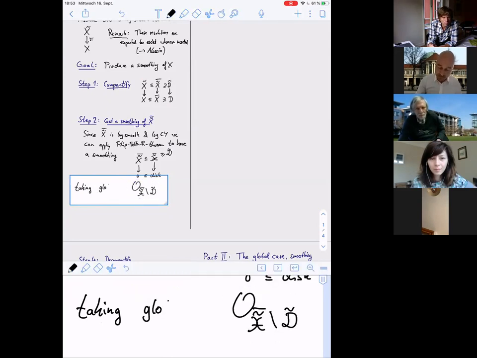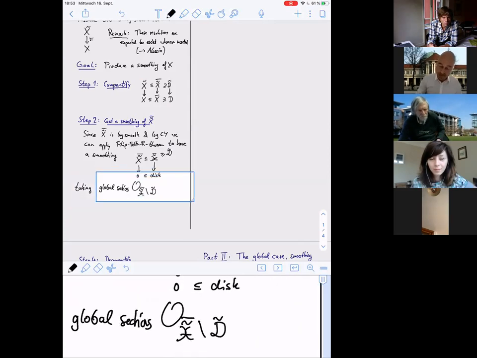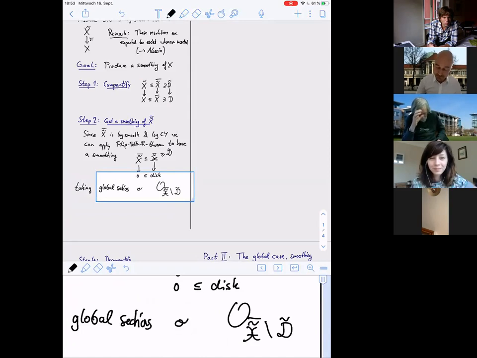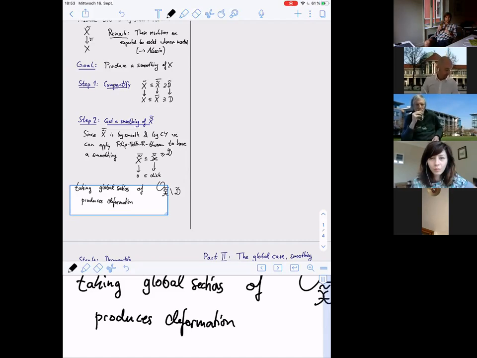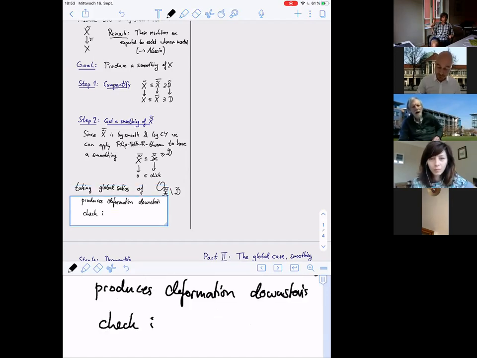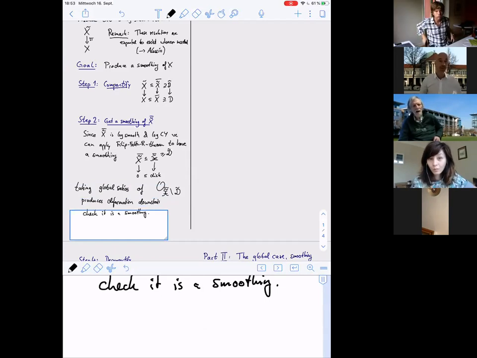Global sections of the sheaf, and that produces a deformation downstairs. And then you need to check it is a smoothing. That's going to be fine. Okay. Deformation downstairs. Check it's smoothing. All right. So that was a quick thing. We're done now. We can go home.